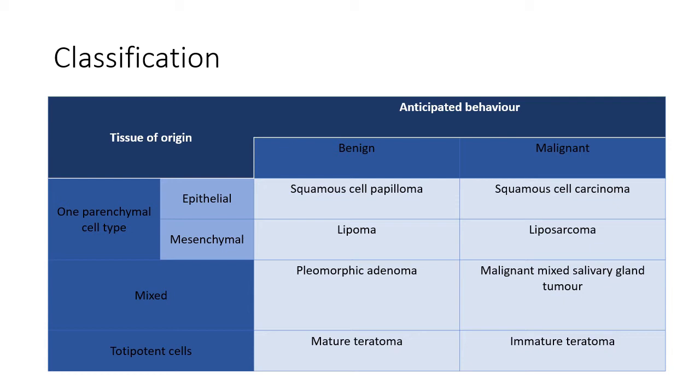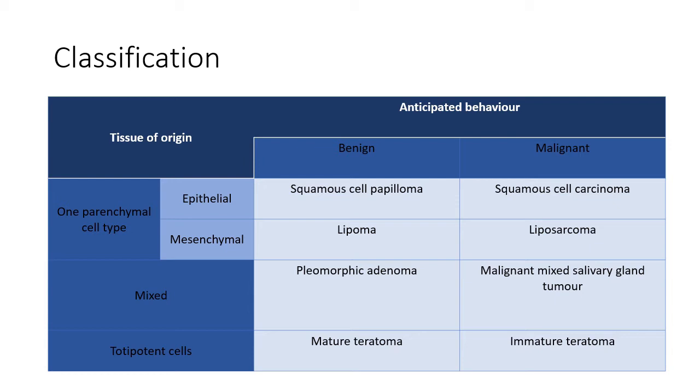We will see one example of each type. A benign tumor of epithelial origin, example is squamous cell papilloma, and malignant tumor of epithelial origin is squamous cell carcinoma. I already told you malignant tumor of epithelial origin is termed as carcinoma. Here from squamous cells, so squamous cell carcinoma.